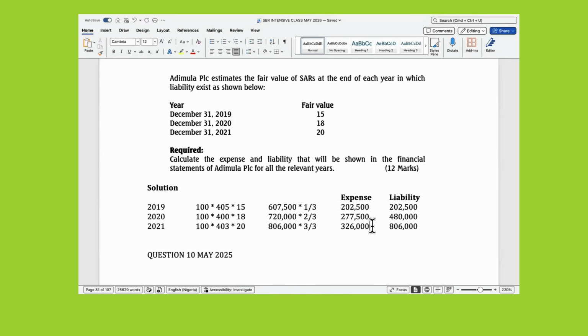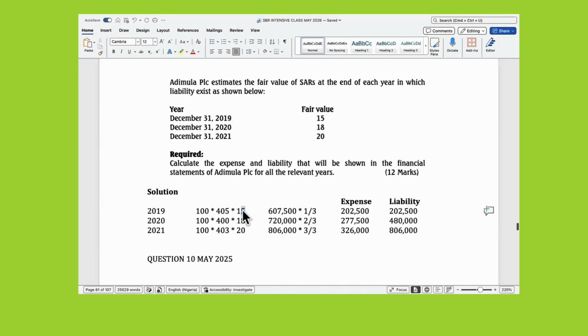This one I've done is similar to equity settled. It's the same thing. The only difference is that for equity settled, instead of using fair value at the end of each year, we use fair value at grant date. The fair value of the share options at grant date, while this one used the end. And for equity settled, instead of taking it to liability, we'll take it to equity reserve. Okay. Any questions?